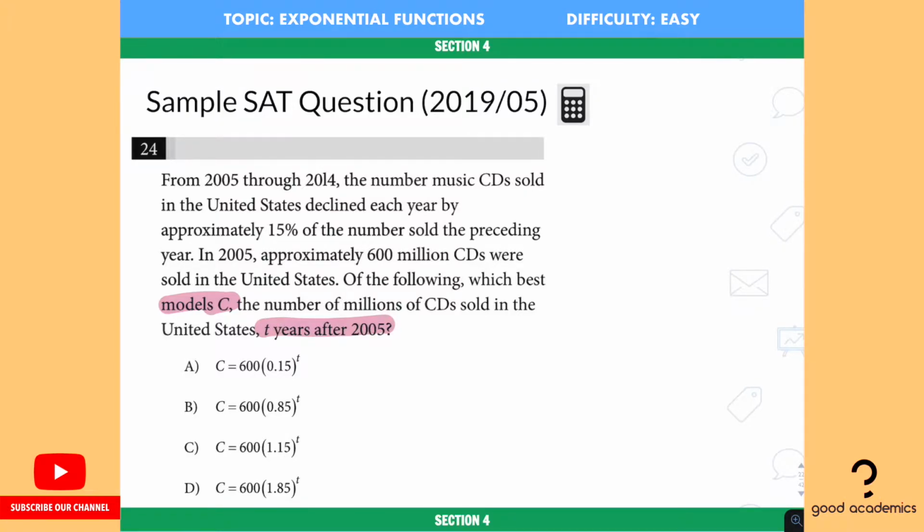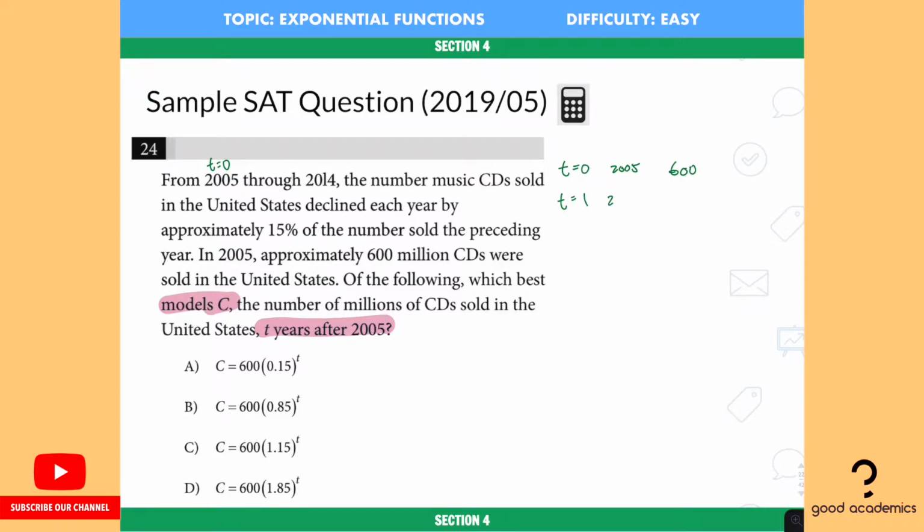Now, this piece of information is very, very important because it tells us that T is equal to 0 in 2005. So what we can say is this: if T is equal to 0, which is 2005, we have 600 million. So we want to find a model that would at least give us this information. If you just look at this part of the information, all four choices will work. So it will be better for us to think about what if T is equal to 1?